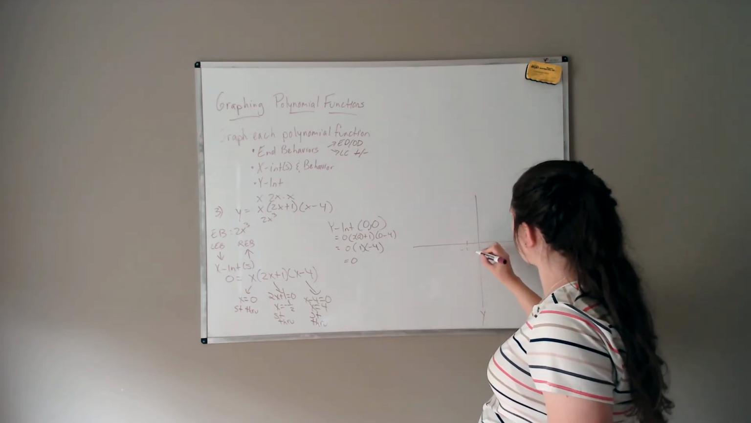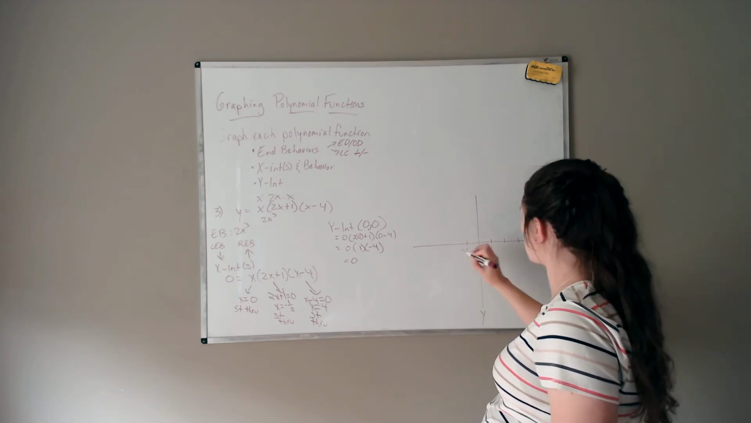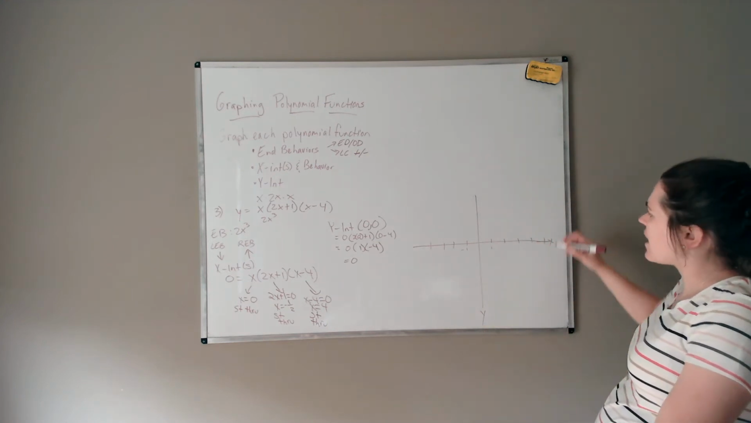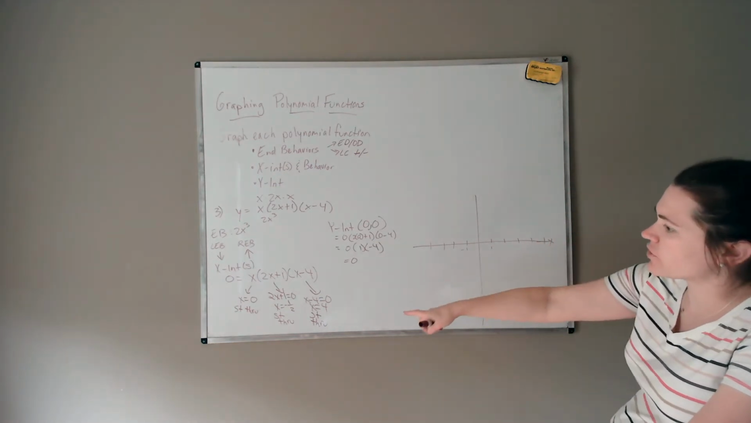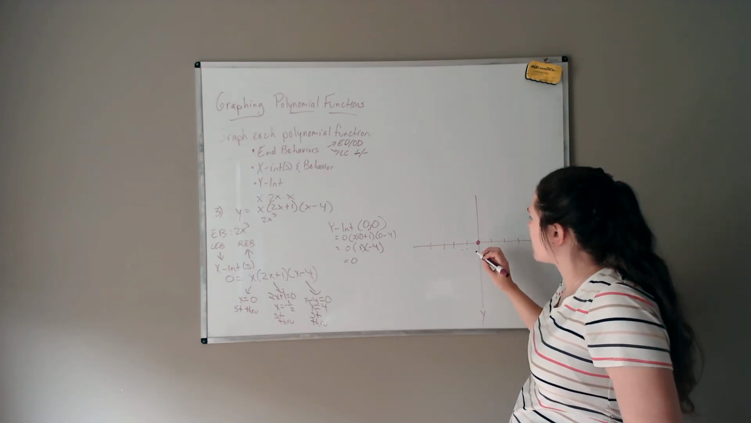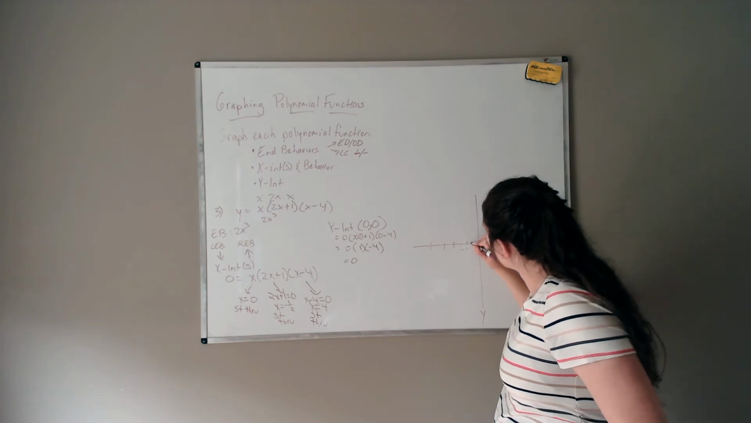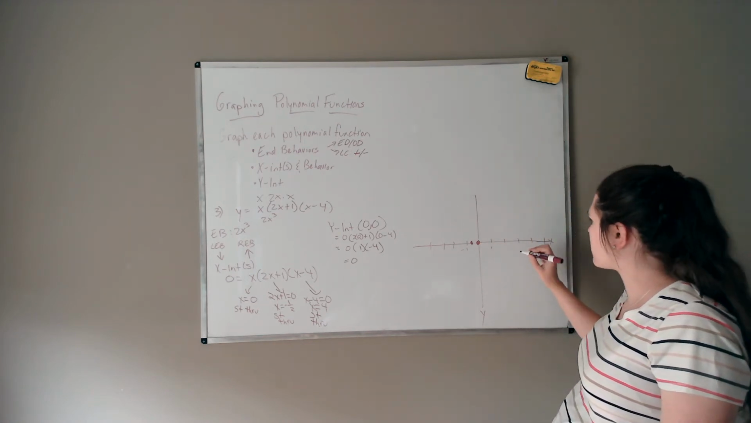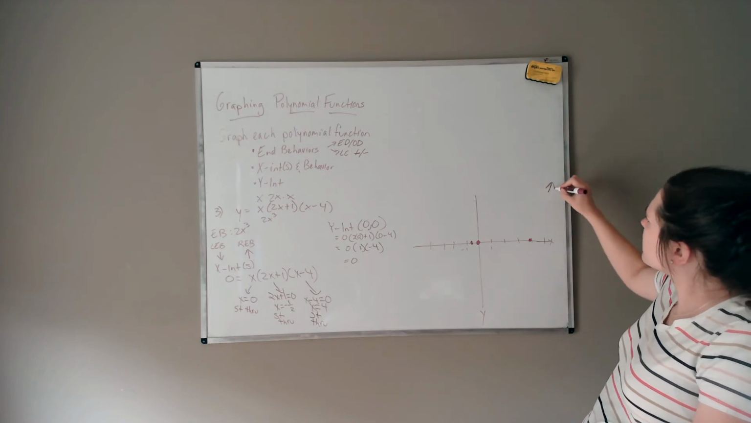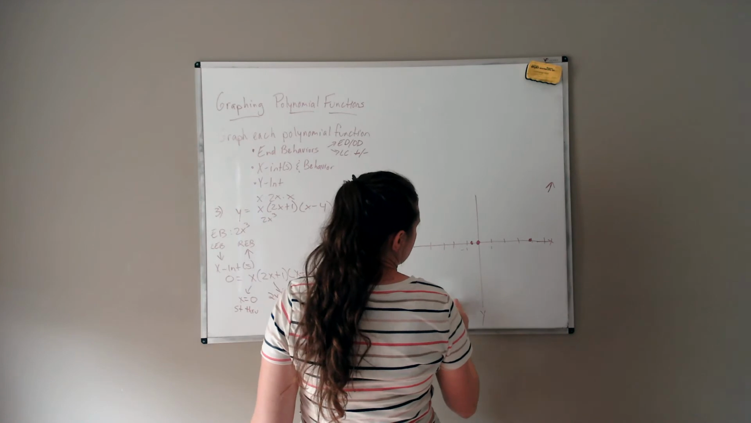Okay, so the right end, well, first get your x-intercepts on there first. That's the first thing you should always do. So x equals 0, x equals -1/2, and x equals 4. So the right end should be going up, and the left end should be going down.